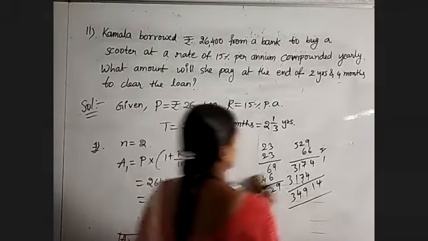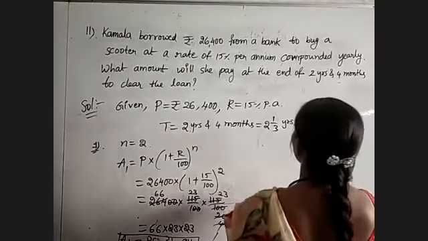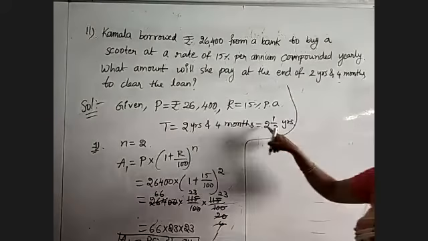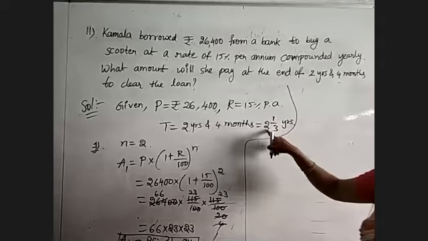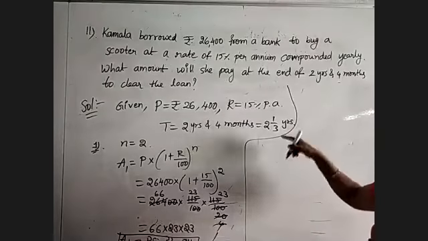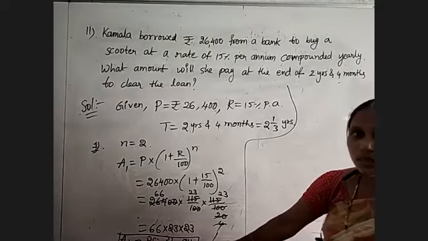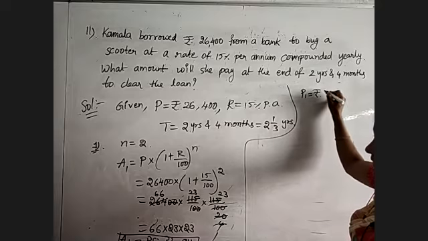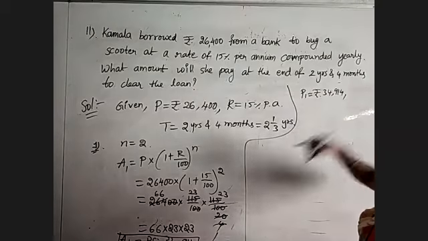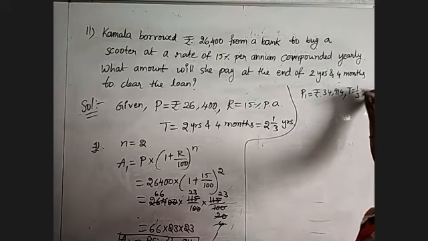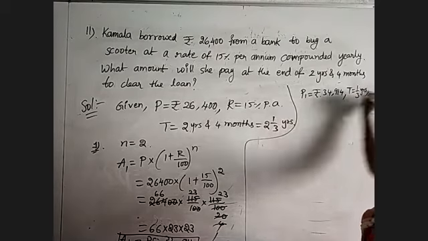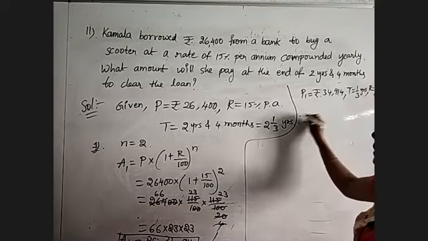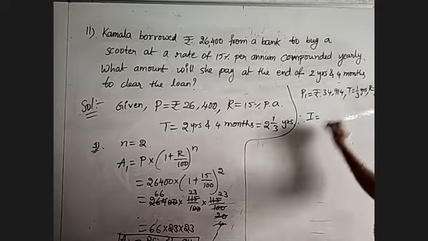And this is not the final answer because I already told you this one is only for one part. So for that we need to take the principal as the amount. So principal will become 34,950, time is 1 by 3, and rate of interest is 15% per annum. So simple interest is equal to PTR by 100.